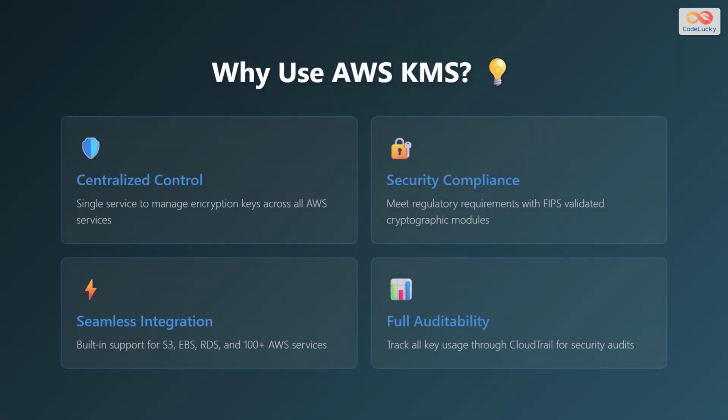There are several compelling reasons to use AWS KMS. First, it provides centralized control, giving you a single service to manage encryption keys across all AWS services. Second, it helps you meet security compliance requirements with FIPS validated cryptographic modules, which is essential for many regulated industries. Third, KMS offers seamless integration with over 100 AWS services, including S3, EBS, and RDS. Finally, it provides full auditability by tracking all key usage through CloudTrail, making security audits straightforward and comprehensive.